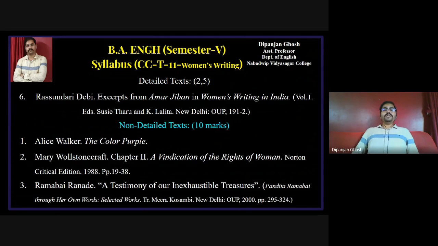So far as the non-detailed texts are concerned, these are very significant. As you see, it is Alice Walker's The Color Purple, a very significant and important text. The second one, as you can see, is very famous: Mary Wollstonecraft's Chapter 2, A Vindication of the Rights of Woman. The book prescribed is the Norton Critical Edition, page numbers 19 to 38. So that is the significant section.